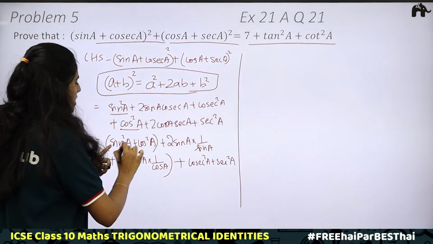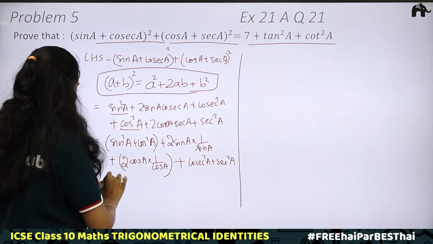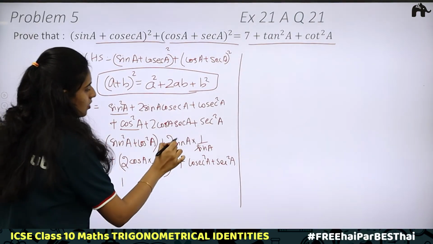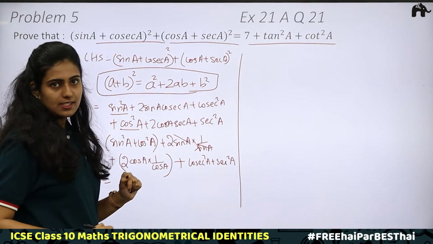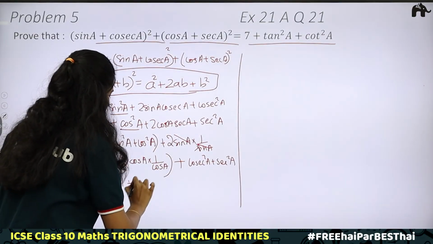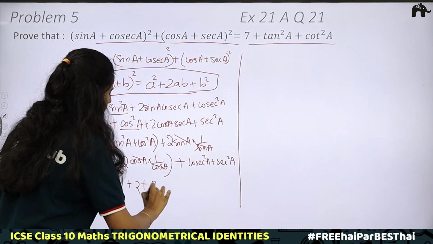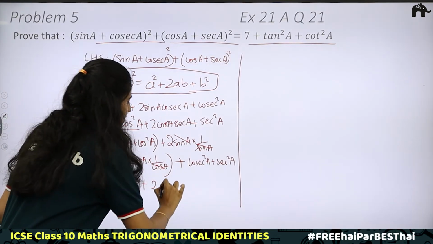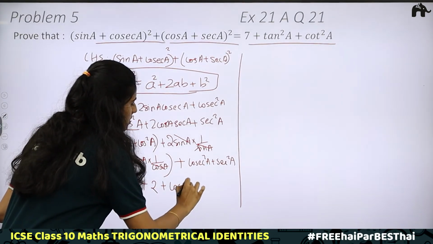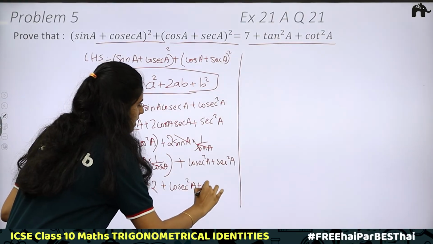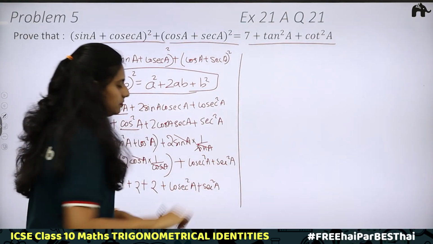Okay. What is sin square A plus cos square A? Applying the identity we get 1. Now this sin A and sin A can be cancelled. So here we get 2. Similarly here cos A and cos A can be cancelled. Again we get 2. Then we have cosec square A plus sec square A.